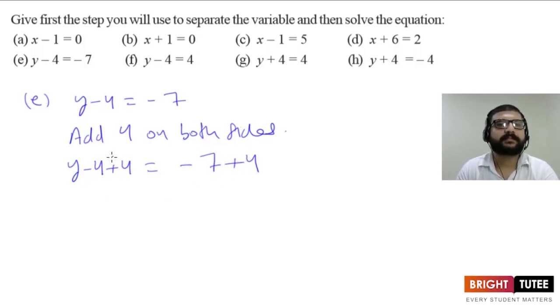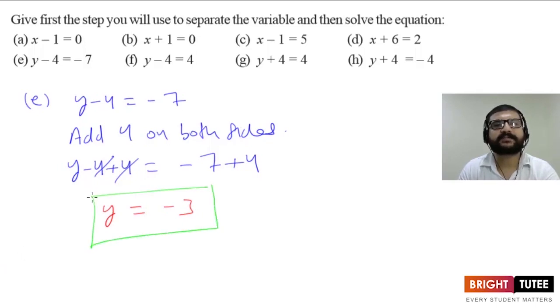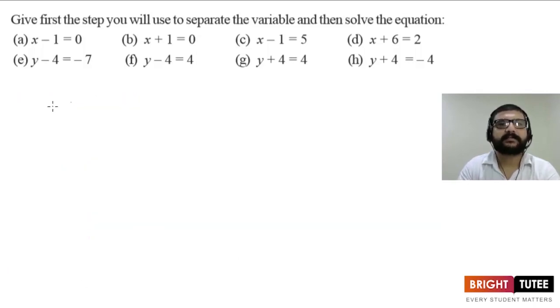Now y minus 4 plus 4, minus 4 and plus 4 will be cancelled out. So we are left with y is equal to minus 7 plus 4. This gives us minus 3. Hence the final value of y is minus 3, or the final solution of the equation is y is equal to minus 3.